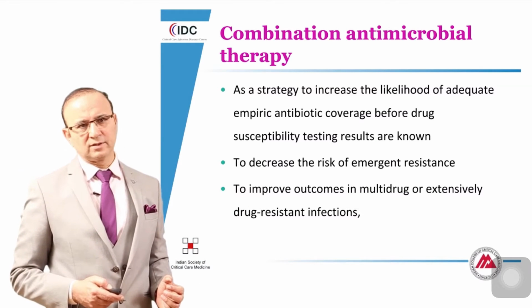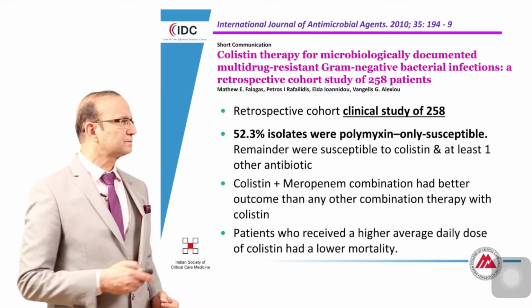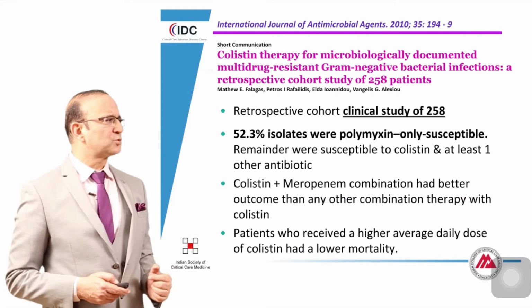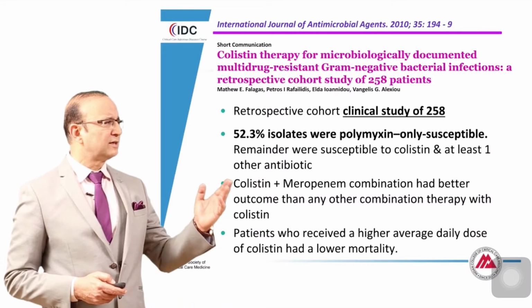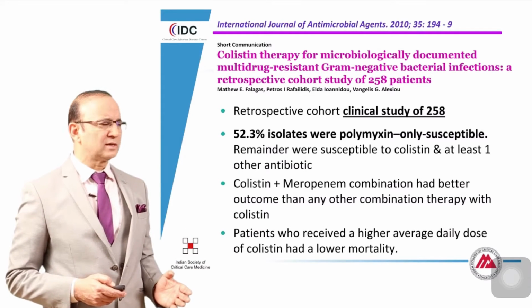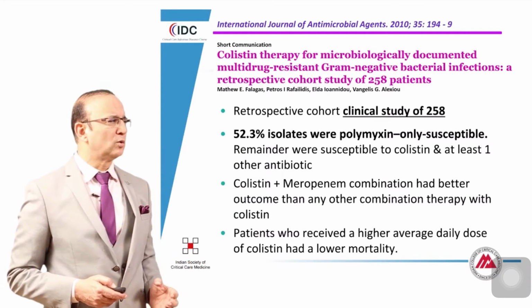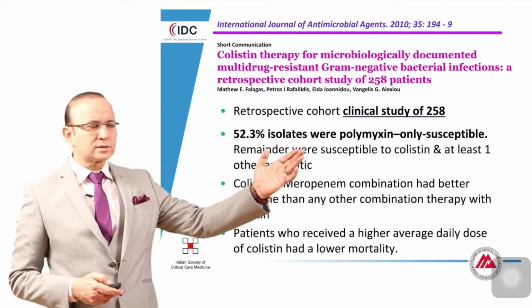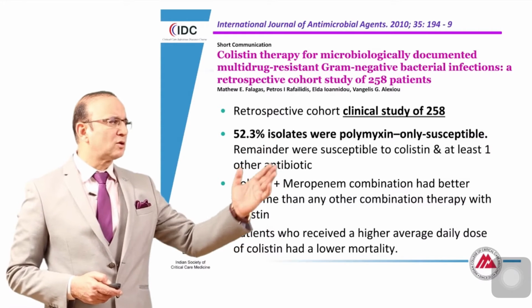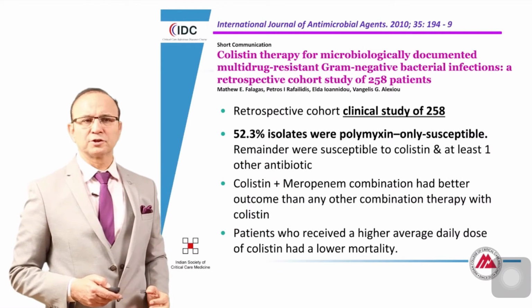This is a study which was a cohort clinical study of 250 isolates, and they found 52.3% of isolates were polymyxin-only susceptible. And this study showed that when you combine colistin with meropenem, it had a better outcome than any other combination with colistin.